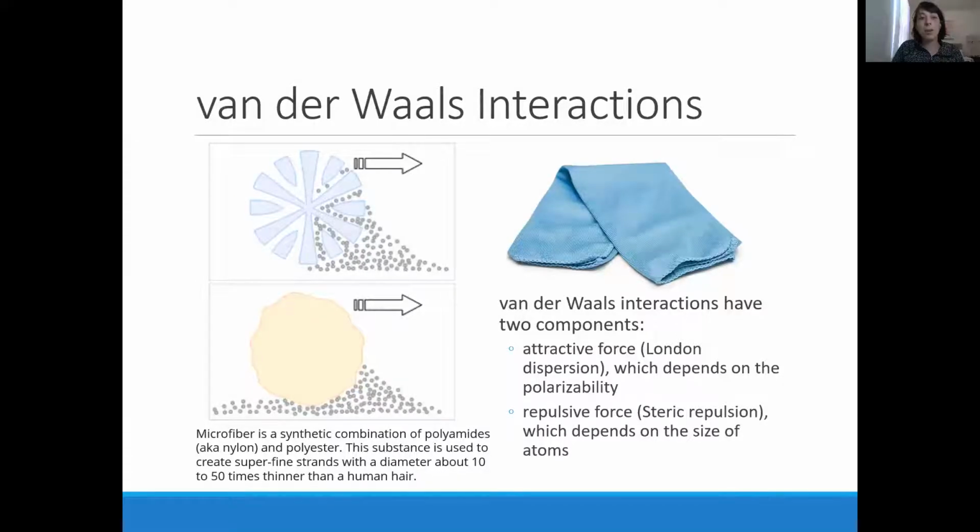Now let's talk about van der Waals interactions a little bit. Van der Waals interactions have two components. As I noted, there is an attractive component and also a repulsive component. For van der Waals, these are given names. The attractive force is called London dispersion forces. And the repulsive force we often refer to as steric repulsion.